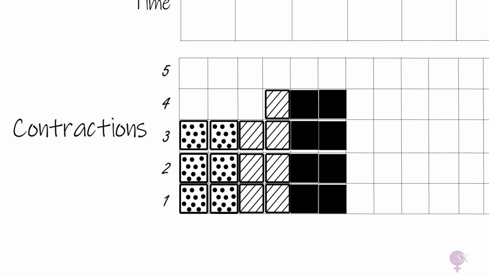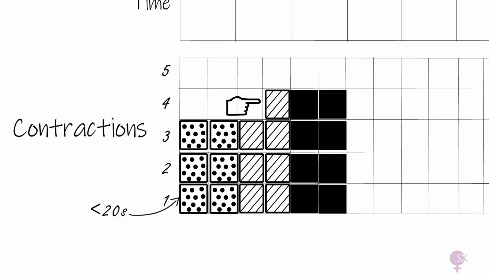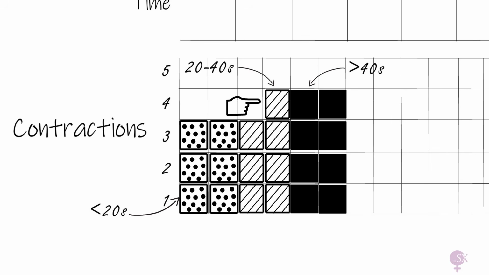So first of all, the number of boxes filled up are indicating the number of contractions in 10 minutes during that hour. So I have 3 boxes filled in here, so we've got 3 contractions in 10 minutes, then 4 boxes, so 4 contractions in 10 minutes, and so on. Now the boxes filled in with dots represent contractions lasting less than 20 seconds. Boxes filled with diagonal lines represent contractions lasting 20 to 40 seconds, and boxes which are completely shaded represent contractions lasting more than 40 seconds.